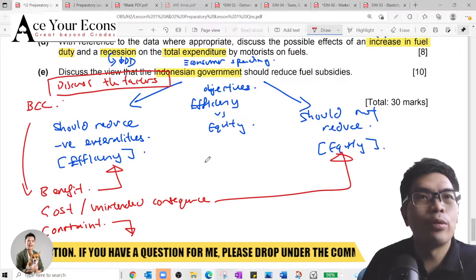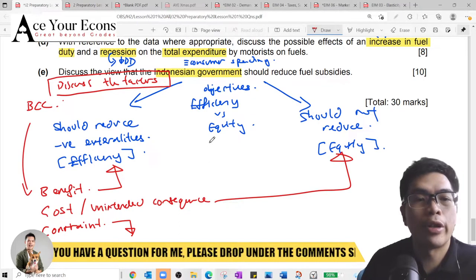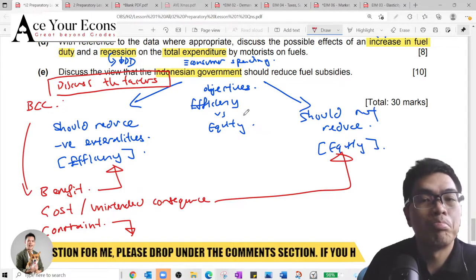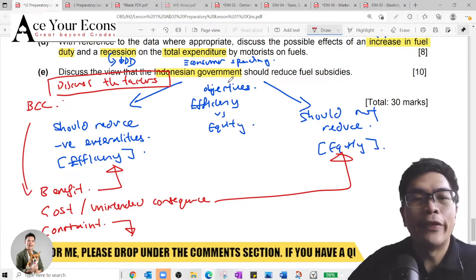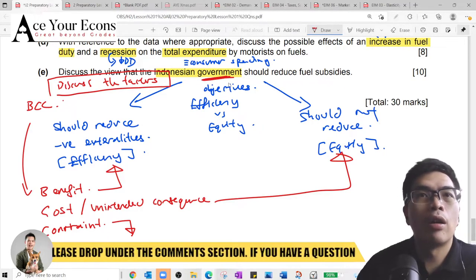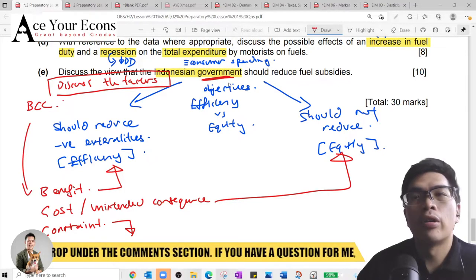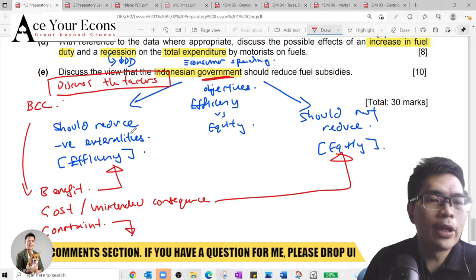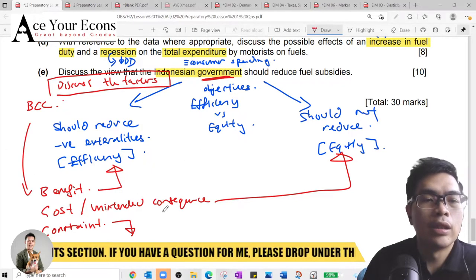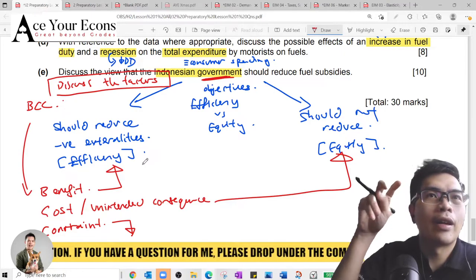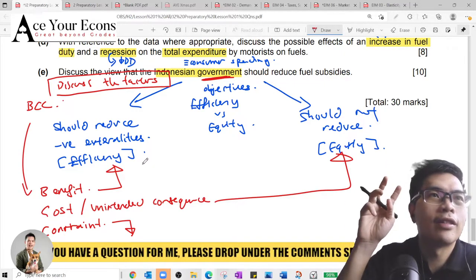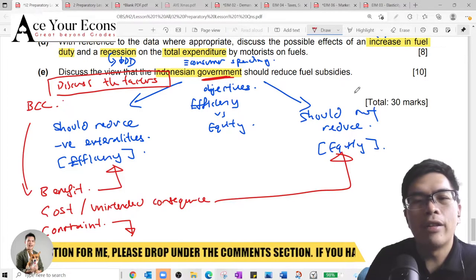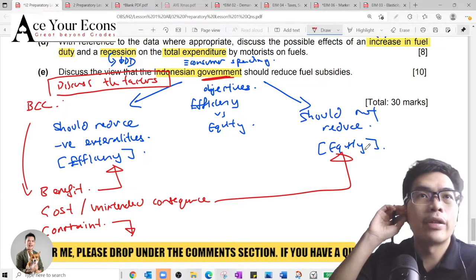But at the very least, at the end of today, you have two approaches to such a question. You can use the thesis, antithesis approach, or you can use the BCC approach. Make sure you are able to identify the key term, government, and relate your explanation to objectives first, before you construct your thesis and antithesis. So for your should reduce part, make sure you use the correct framework of negative externalities, and how a fuel tax can correct the overconsumption. It's a reduction of fuel subsidy, which acts like a fuel tax. On the other end, you want to show how inequity will arise when you cut fuel subsidy.